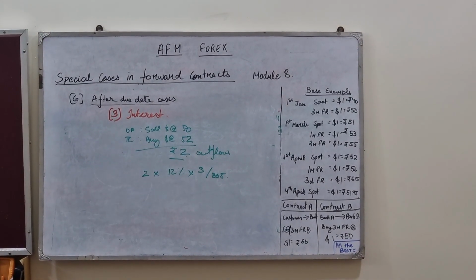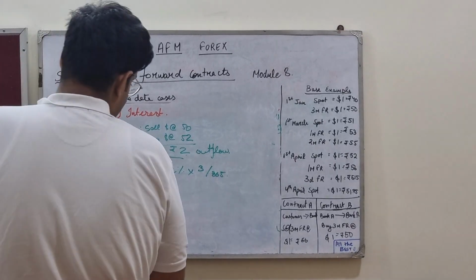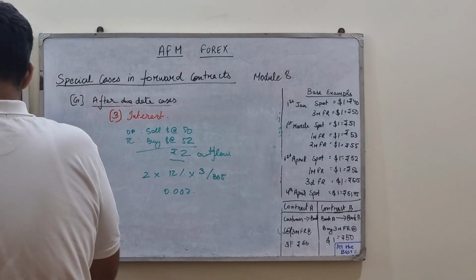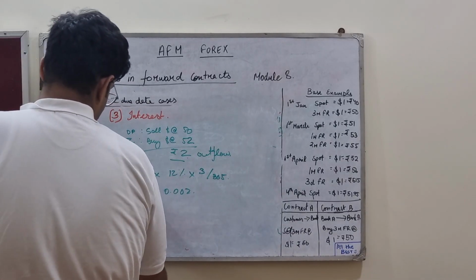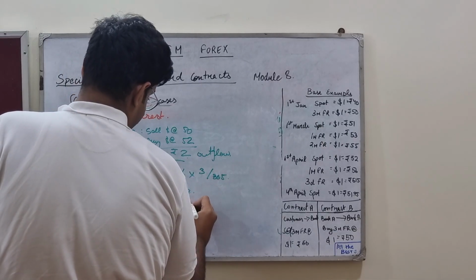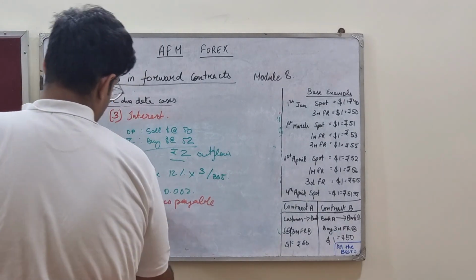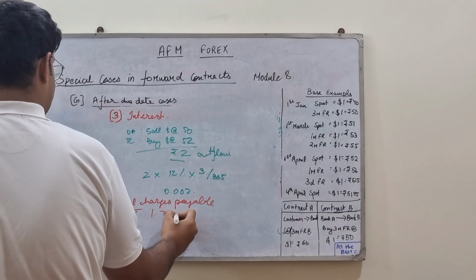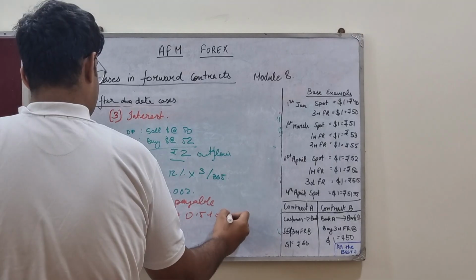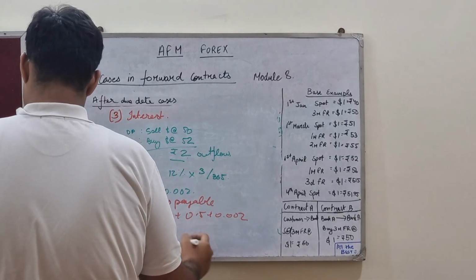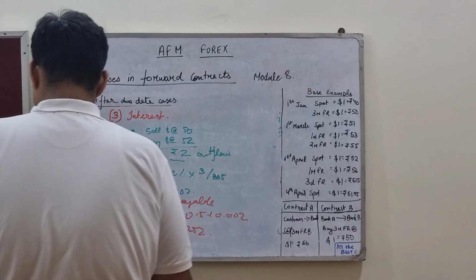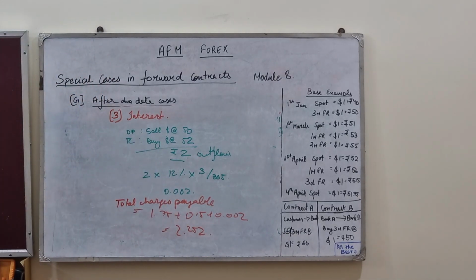Alright, so this is 0.002. So total charges payable is equal to 1.75 from step 1 plus 0.5 from step 2 plus 0.002, which will give us 2.252. That's the total charges payable by the customer.